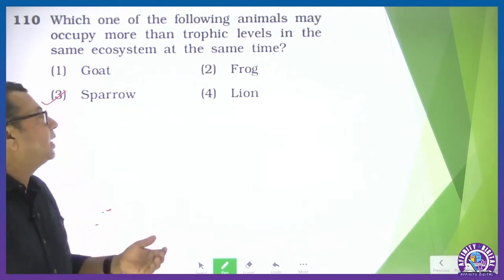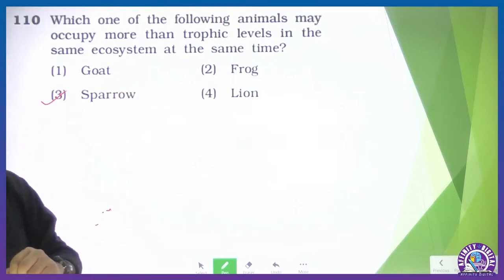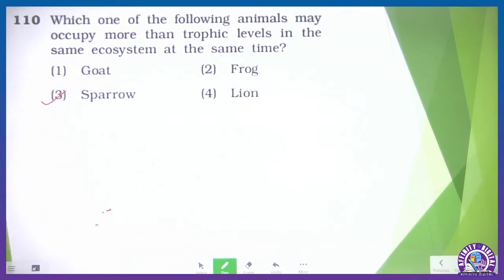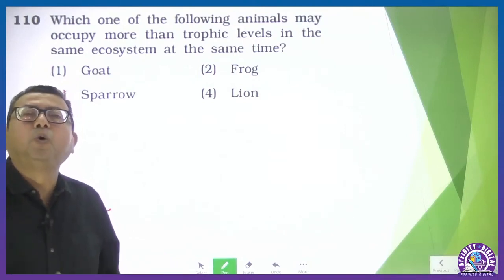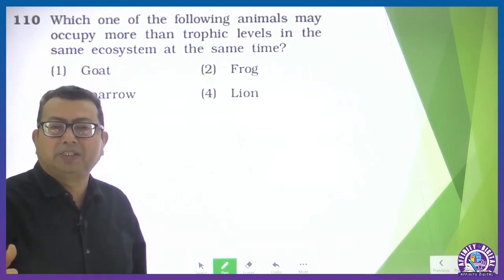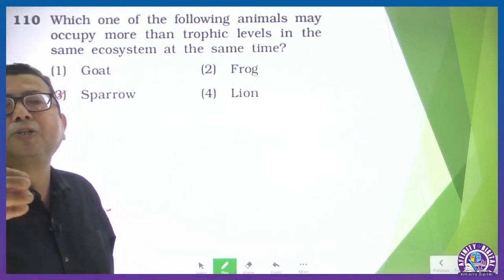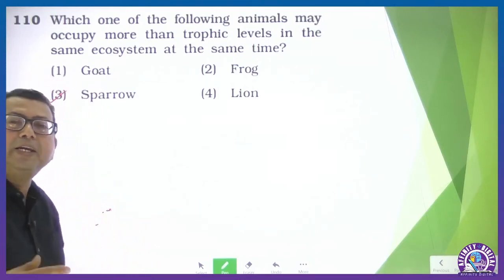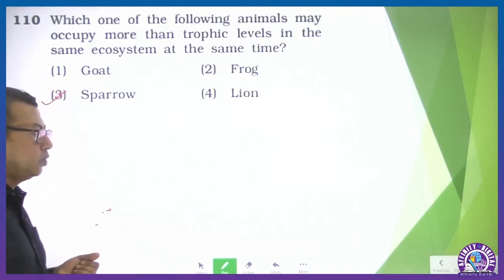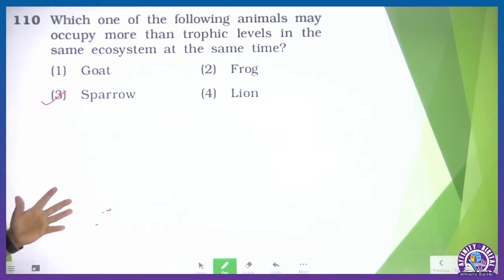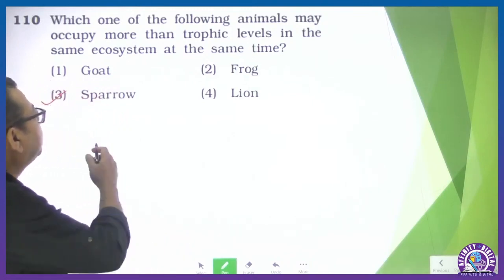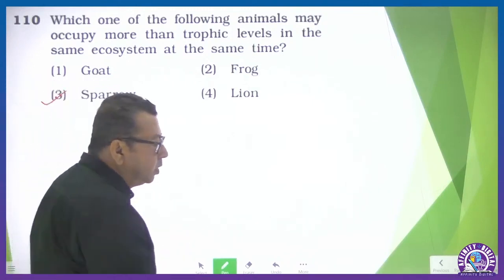I can give you so many other examples of organisms. Suppose fish eat both phytoplankton as well as zooplankton. That means they occupy more than one trophic level. Similarly, a parrot occupies more than one trophic level. A parrot eats seeds, grains. It also eats insects. It also eats some reptiles like lizards. So many organisms in the ecosystem occupy more than one trophic level. For this particular question, sparrow occupies more than one trophic level compared to the other options.